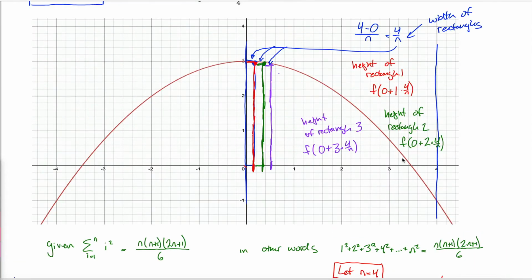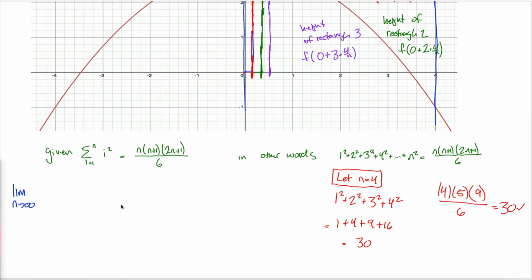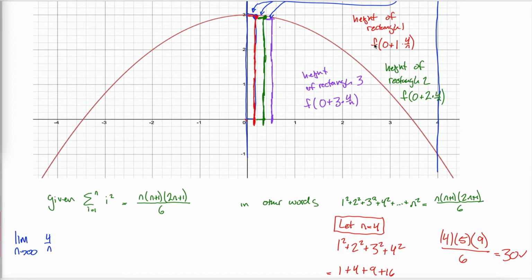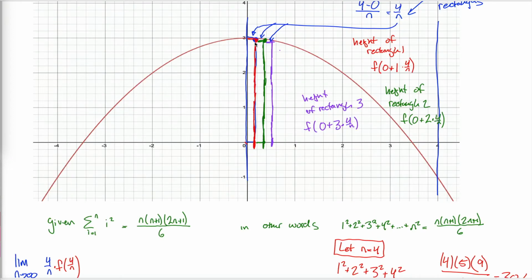To figure out the area, we have to add up the area of each of the different rectangles. Remember, the area of a rectangle is the width times the height. The width of each of the rectangles is 4 over n. So for the first rectangle, I'm going to take that width, that 4 over n, and multiply it by the height. The height is f of 4 over n. But that's not the total area underneath the curve. That's just the area of this first red rectangle.